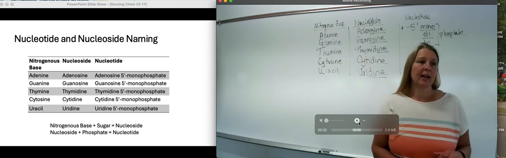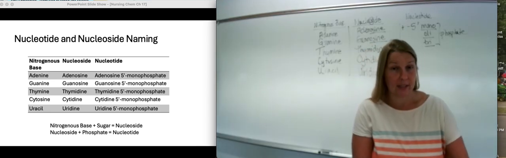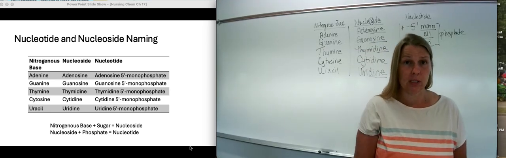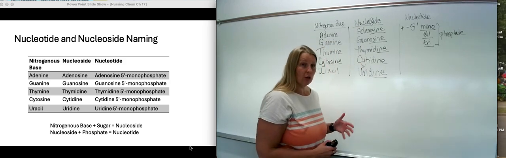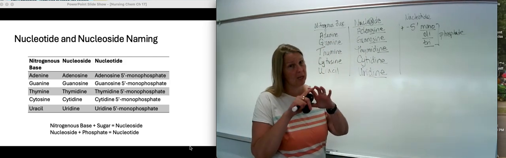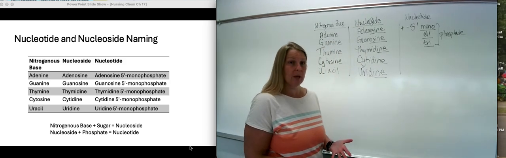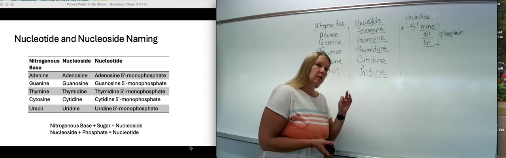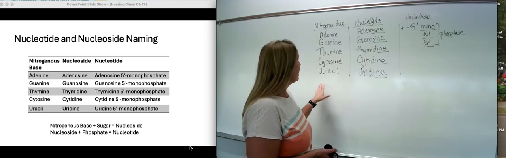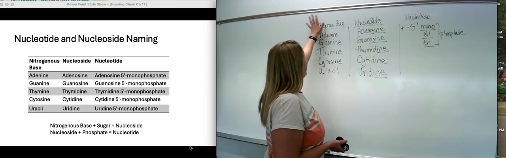So now we're going to talk about nucleotides versus nucleosides and how we start putting these pieces together. We talked about the structures of DNA and RNA, the difference being in the sugar, but also the nitrogenous bases, where RNA has uracil, whereas DNA has thymine. So if we take a look, here we have our nitrogenous bases.